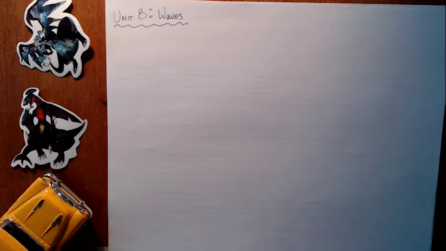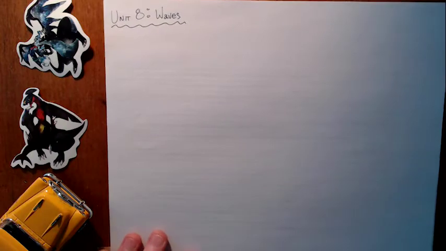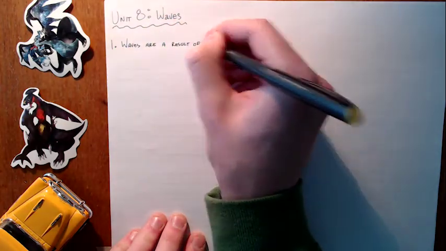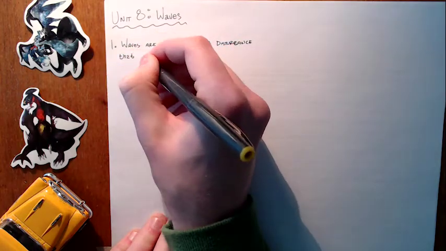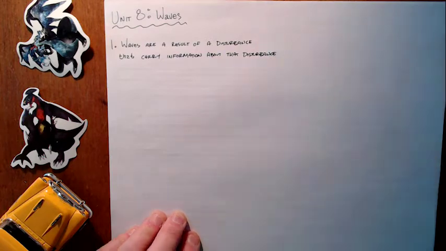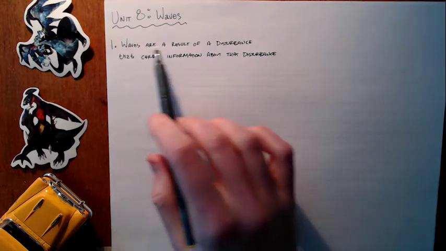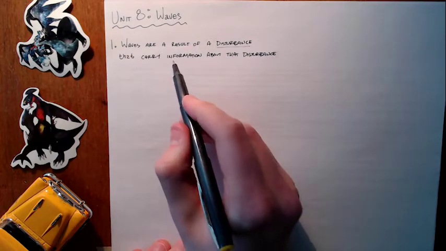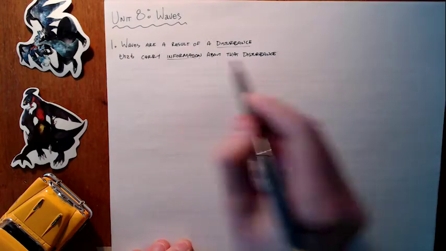And as it turns out, we can use the same physics to describe everything from light to sound, to everything from water waves and earthquakes. So first let's start with some formal definitions. So the first definition says that waves are a result of a disturbance that carry information about that disturbance.